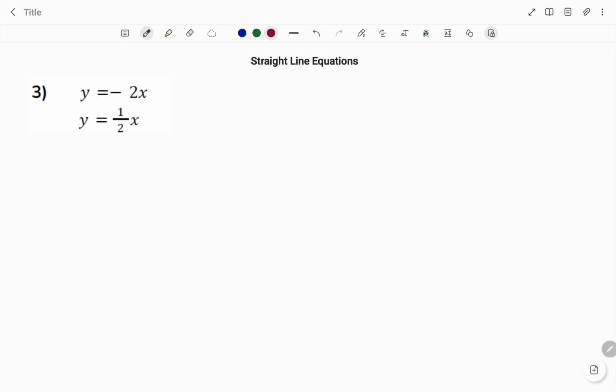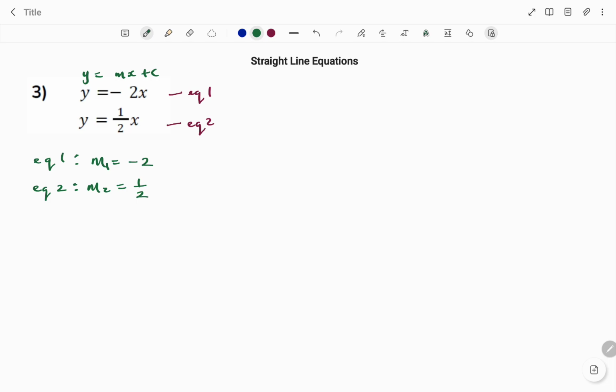In my last example, I have the two equations, y equals minus 2x, and the second equation, y equals half of x. Going by my standard equation, y equals mx plus c, c in this case is 0. So if I check equation 1, the gradient m, which is the coefficient of x, is equal to -2. And likewise, for equation 2, the gradient m2 equals half.